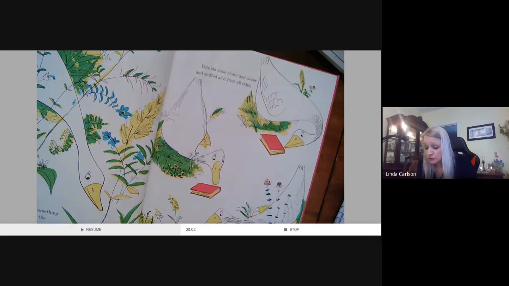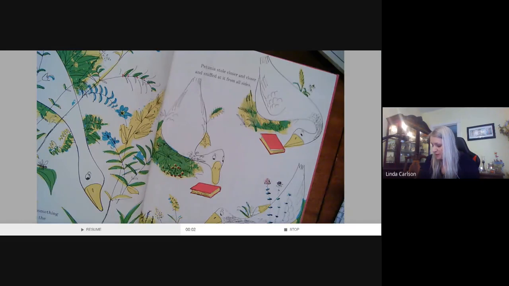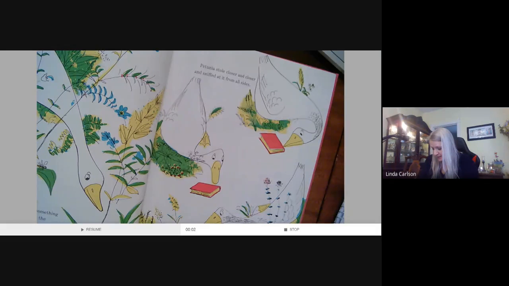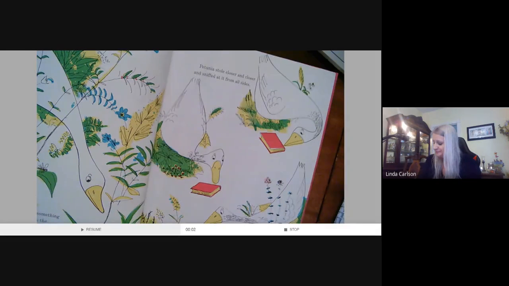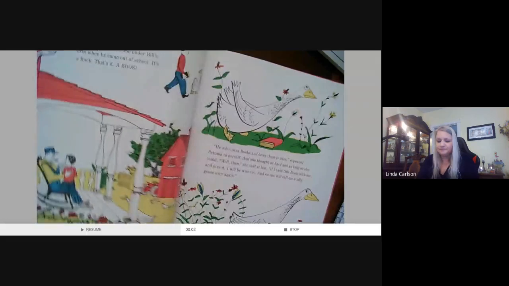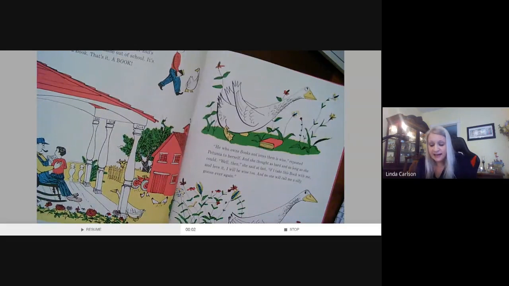Petunia stole closer and closer and sniffed at it from all sides. By goosey gander, she said, it does not smell like food for a goose, but I believe I've seen such a thing before. Yes, I have seen one under Bill's arm when he came out of school. It's a book. That's it, a book.